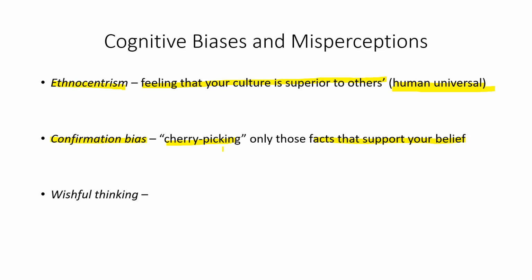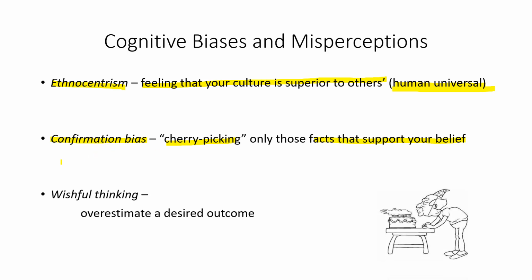Another thing that we typically do as humans is what is called wishful thinking, particularly if it's a decision that we're making that's based on our intelligence and our brilliance, whatever. We tend to overestimate a desired outcome, and that could potentially lead into short-sighted thinking or other potential problems.